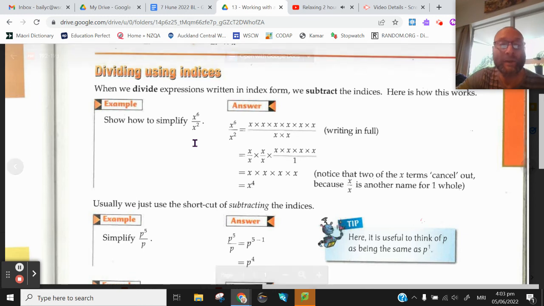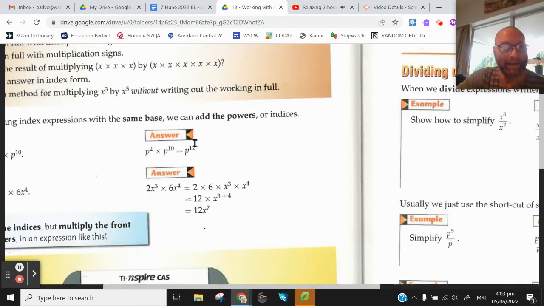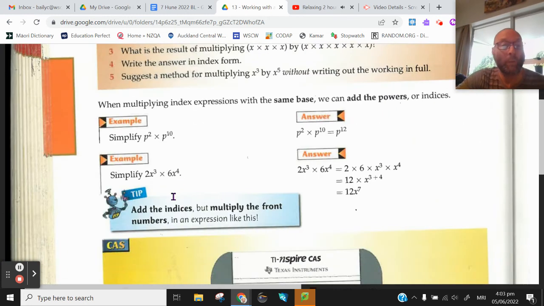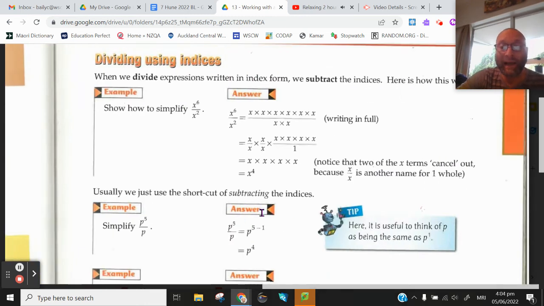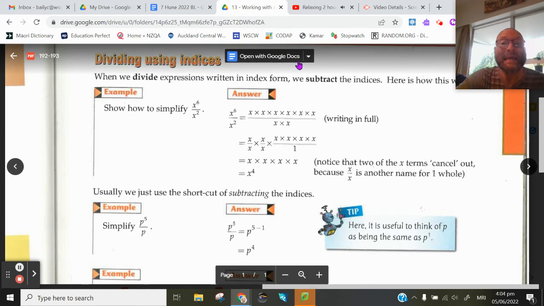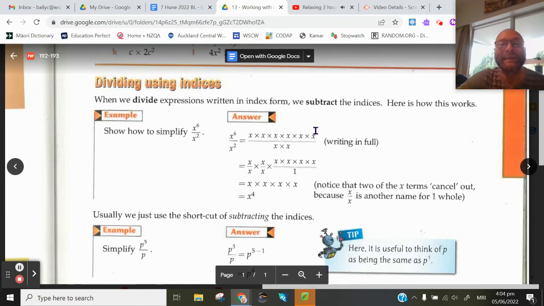The last video lesson, we left off multiplying using indices, and we learned when we're multiplying, we add the indices. Well, now when we're dividing, we're going to be dividing expressions written in index form. Now we will subtract the indices.